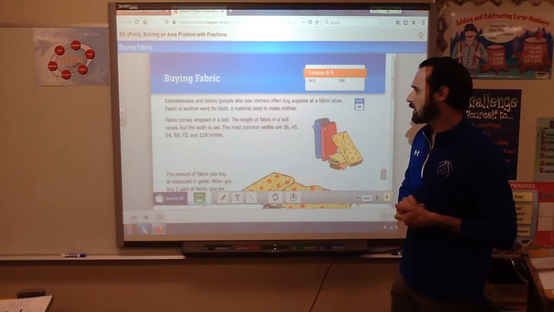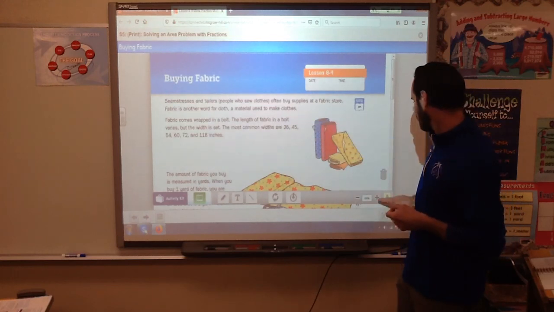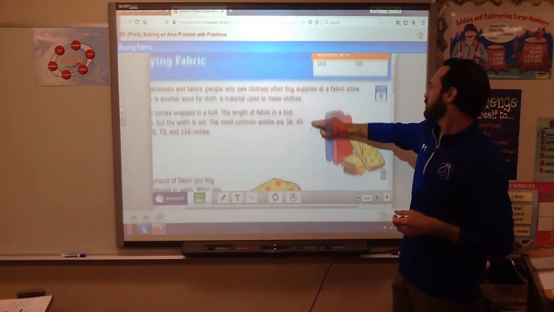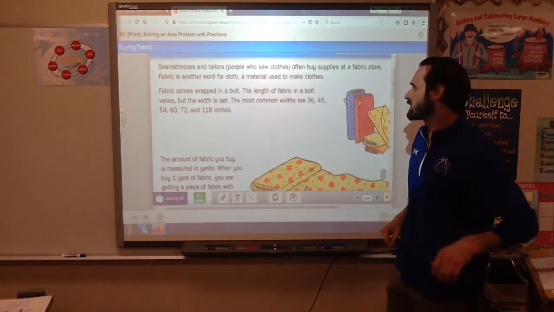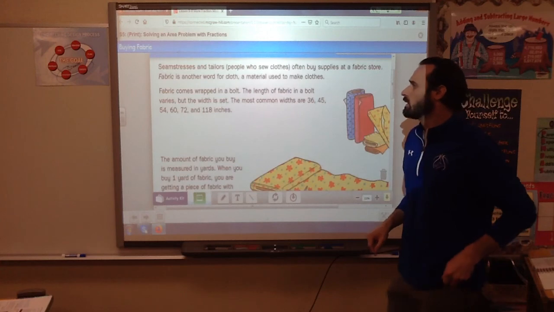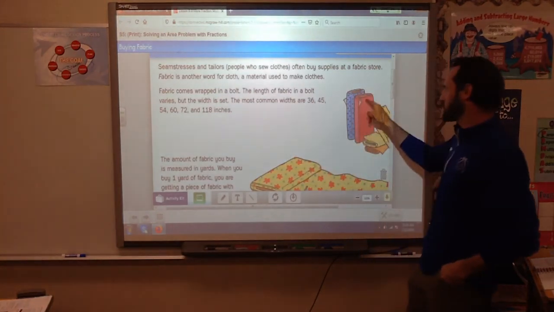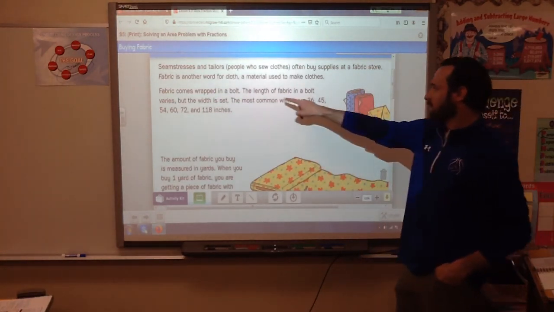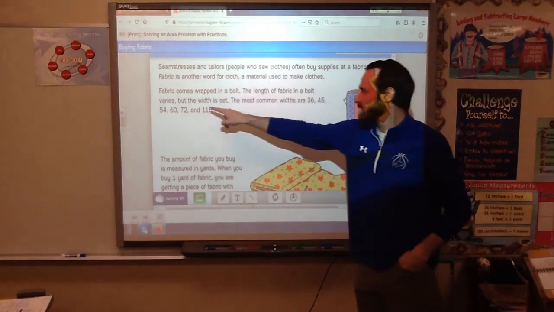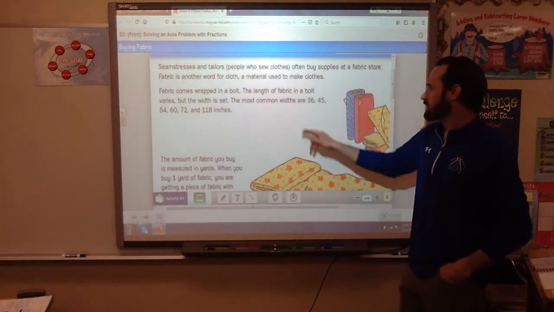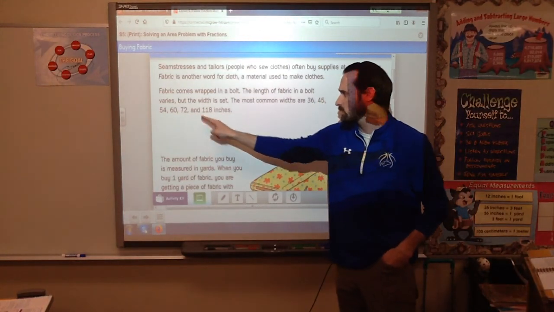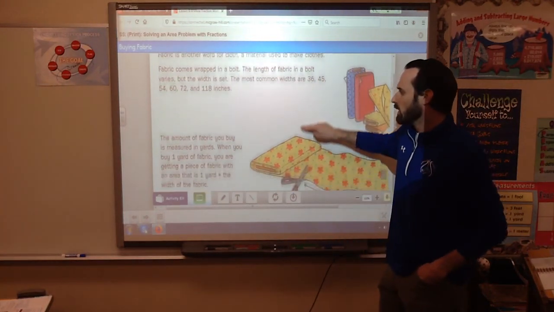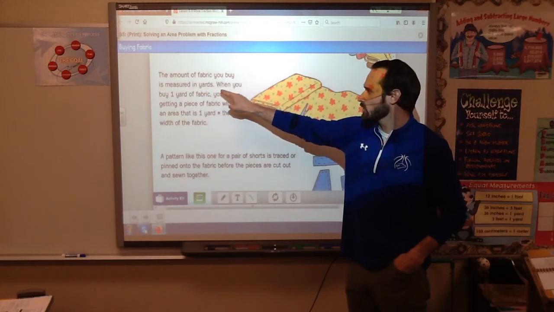Seamstresses and tailors are people who sew clothes, and they often buy supplies at a fabric store. Fabric is another word for cloth, a material used to make clothes. Fabric comes wrapped in a bolt. This is what a bolt of cloth is. The length of fabric in a bolt varies, but the width is set. The most common widths are 36, 45, 54, 60, 72, and 118 inches. The amount of fabric you buy is measured in yards.